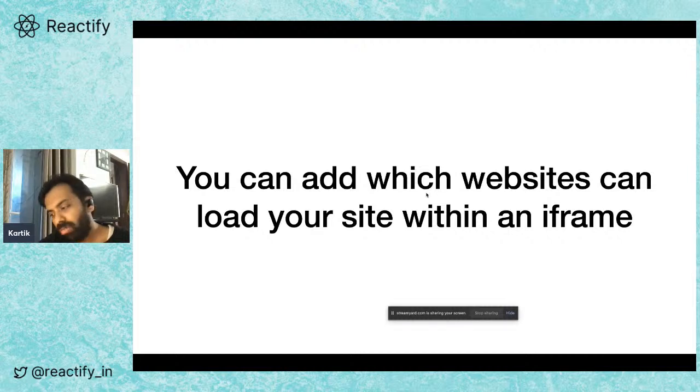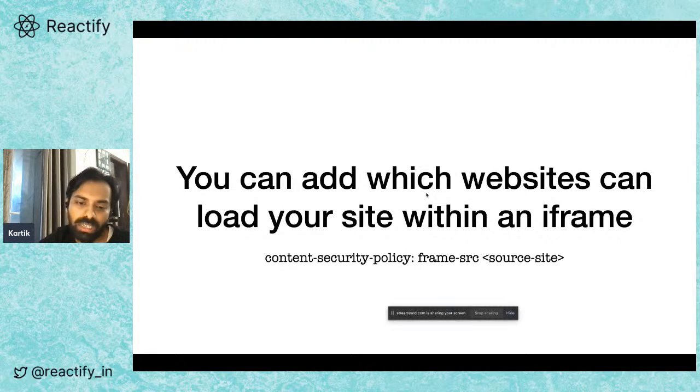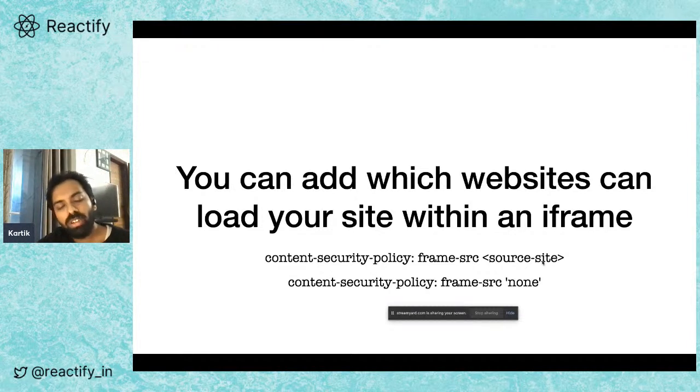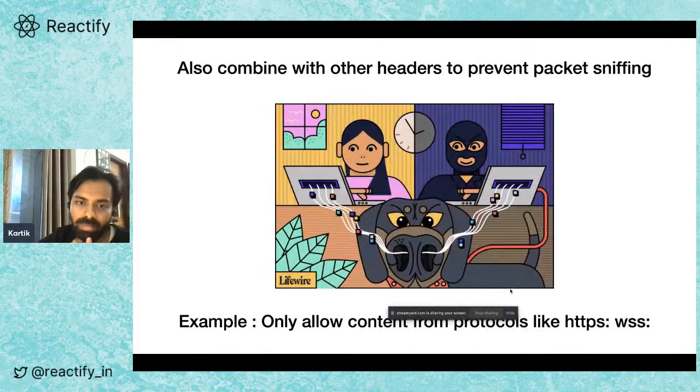you can also mention what websites can load your site within an iframe. If you trust it, you can mention that content security policy has frame-src and the source site. I'll tell you later how exactly to introduce this. Where exactly will this policy come into the picture? Where do you mention it? Or you can also mention that none of the websites should be able to load your site in their frame. You can just mention none, that nothing should be able to load my site in an iframe.